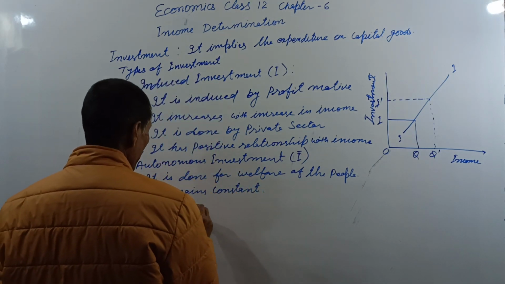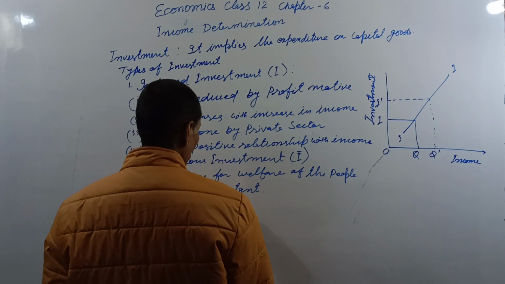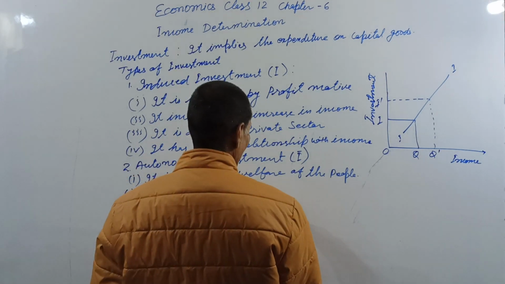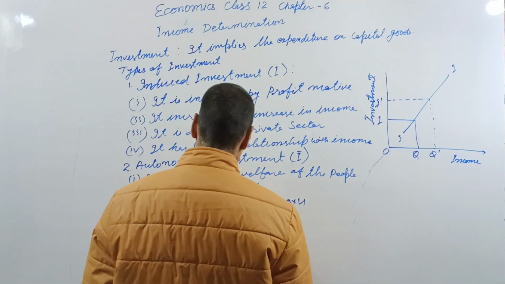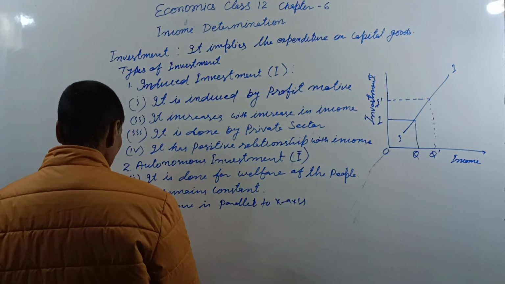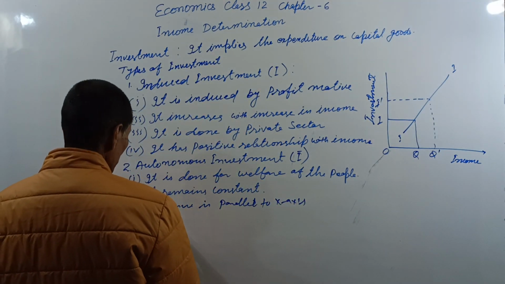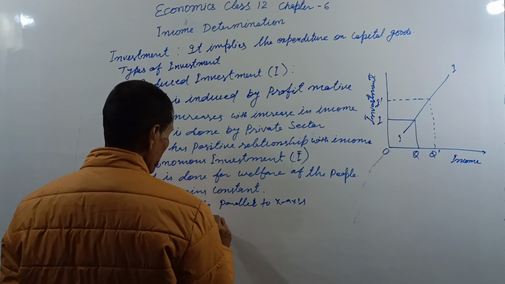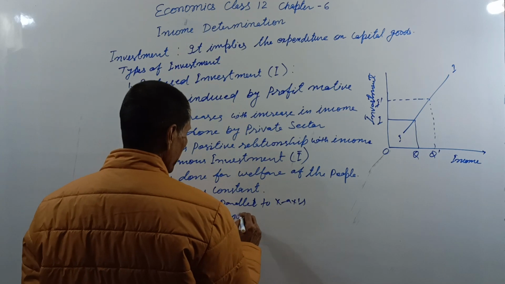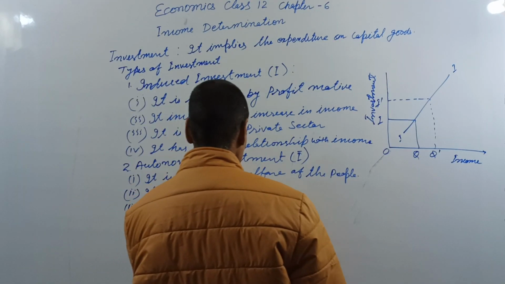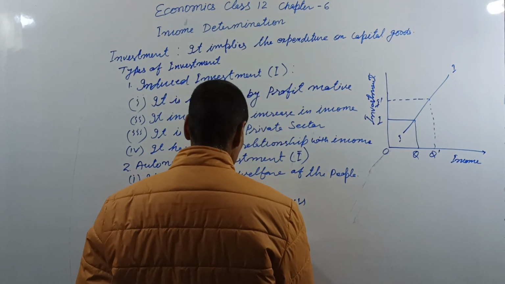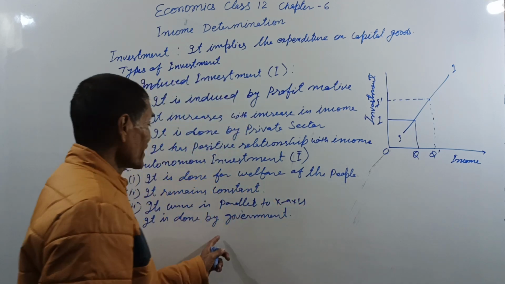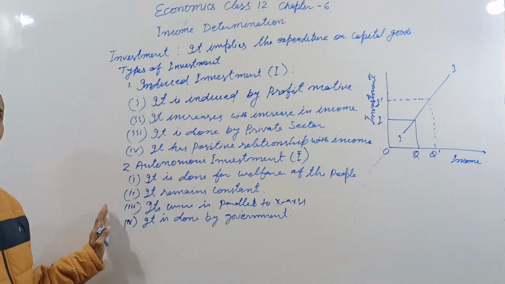Its curve is parallel to the x-axis. And the last one, fourth, it is done by government. I am writing it in full form: GOVERNMENT. It is done by government. So you should keep that in mind also.